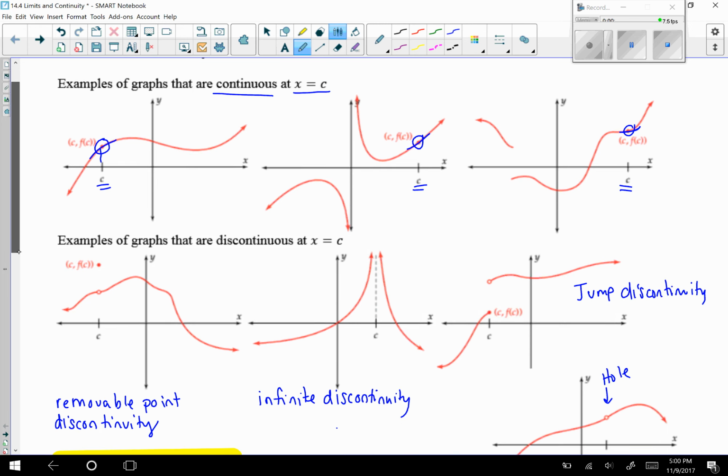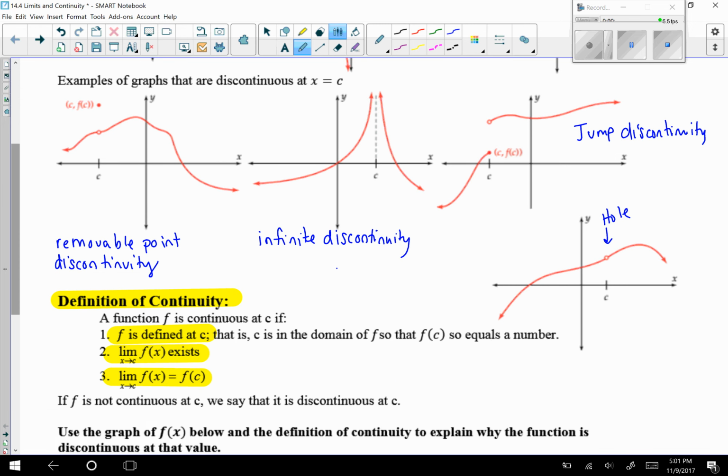So these next four graphs are examples of graphs that are discontinuous at x equals c. If we look at this first one, this is a removable point discontinuity because you can see from here to get to c, I'd have to lift up my pencil and then come back down to trace my graph at the x value of c.